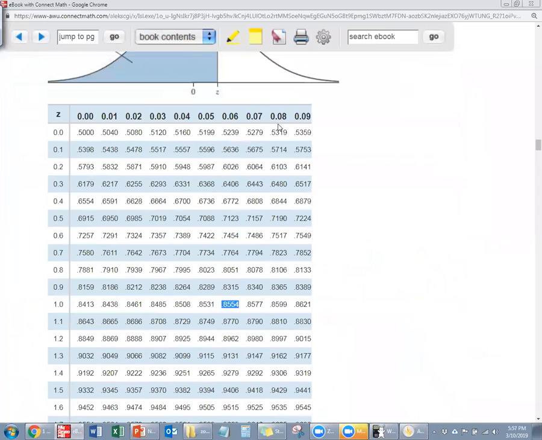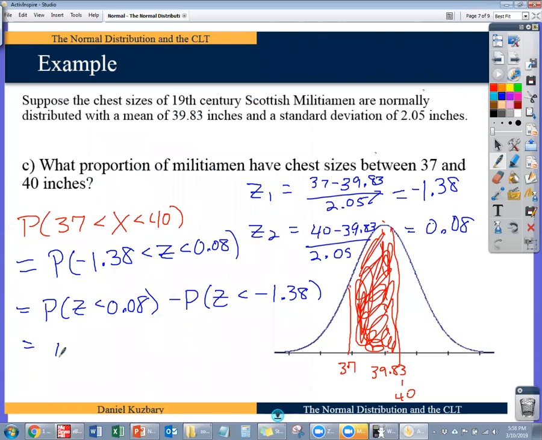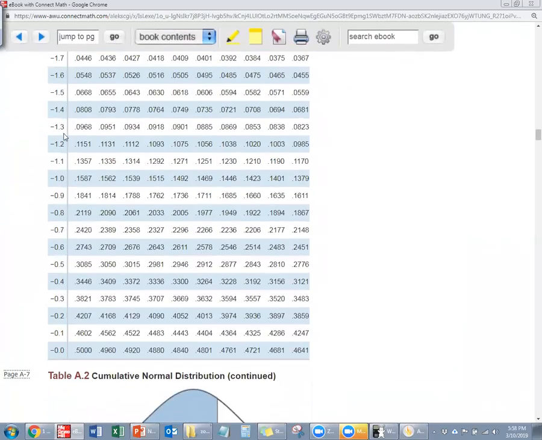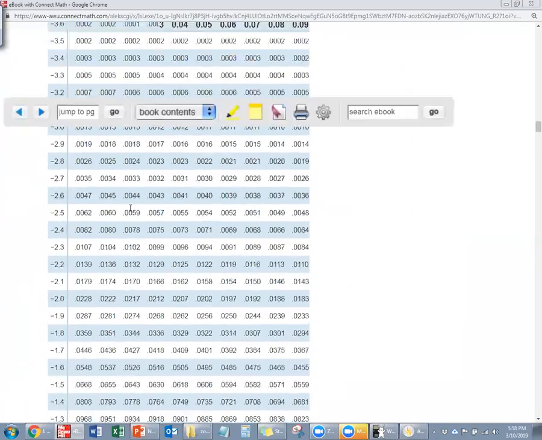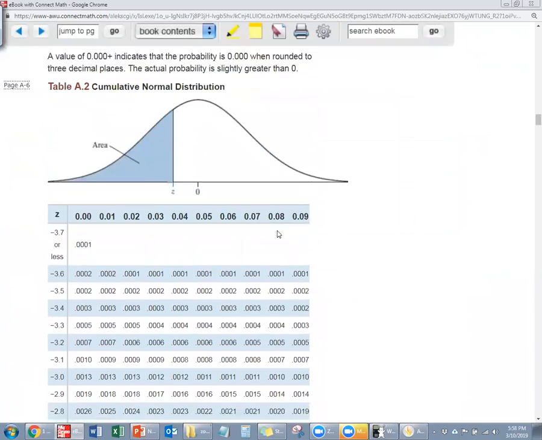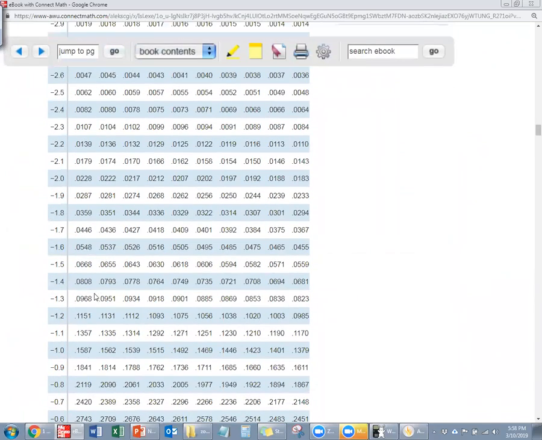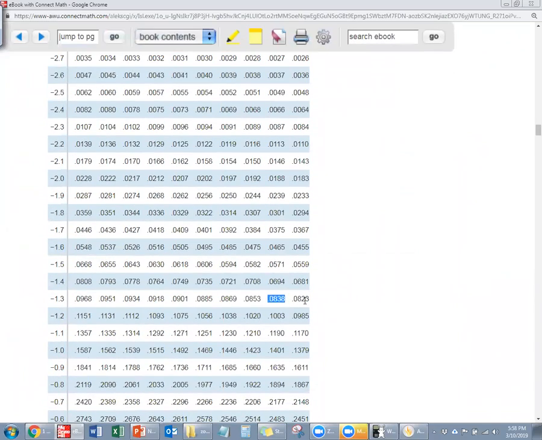Now I'll go to my table, and I'll look for 0.08 on my table, which is, let's see, here's the 0.0, there's 8, so we're going to take 0.08, 0.5319. And now let's go find negative 1.38 on the table. Negative 1.3, I don't remember where the 8 column is. It's the one almost to the right. So negative 1.38, that's this one, 0.0838.